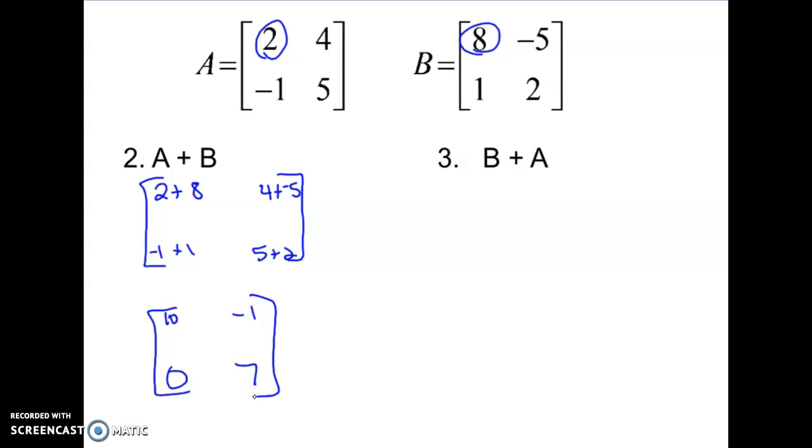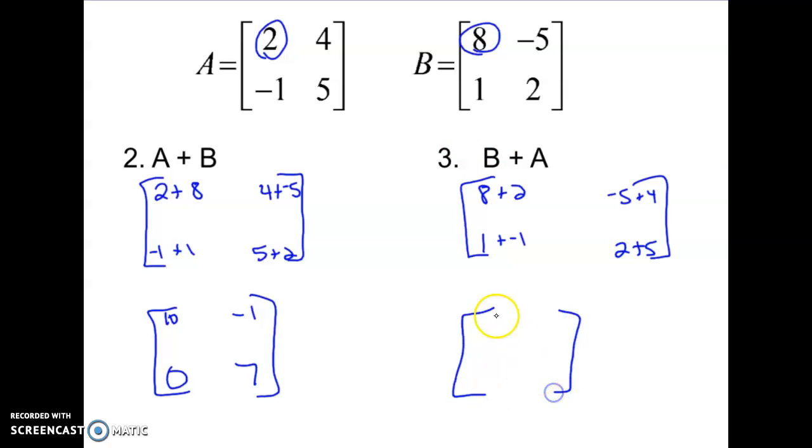Okay, what would happen if I flip that around and did B plus A? Would we get anything different? So if we just flip the order that we're adding, 8 plus 2 and 1 plus negative 1, negative 5 plus 4, 2 plus 5, we're going to get the exact same answer because 8 plus 2 is the same thing as 2 plus 8, and so on. However, if it was a subtraction sign, we would not be getting the same answer.